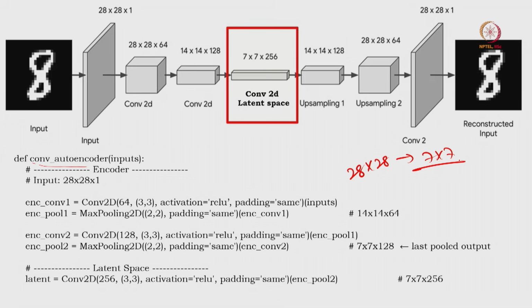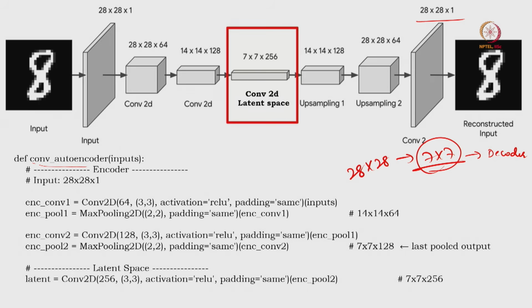Now our latent space dimension is 7 cross 7. And how many channels is that? 256. Now, this is passed as an input to a decoder. So, when you pass this as an input to a decoder, what does the decoder have to do? It has to upsample it, because ultimately it has to get the 28 cross 28, it has to give back the dimension same as the input.